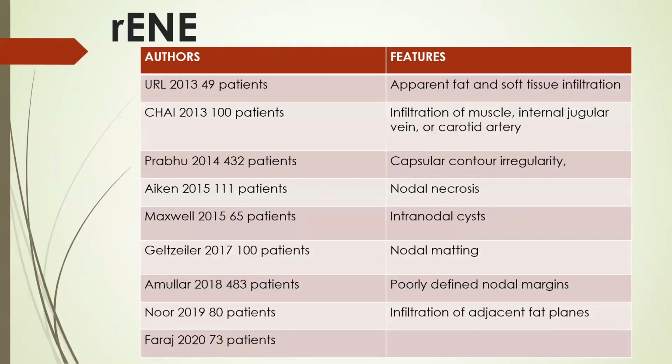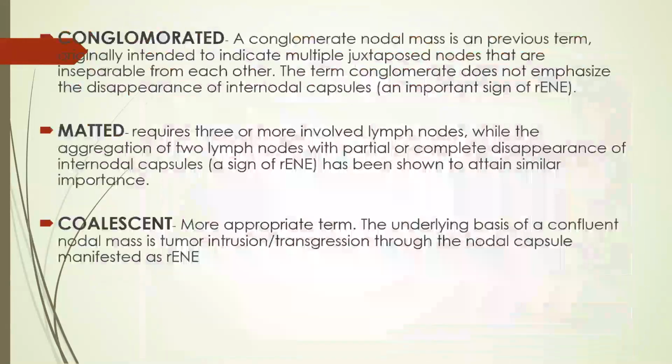Now coming on to radiological ENE. Many studies have shown the findings we can see on radiology which can suggest that there is extranodal extension. There can be apparent fat and soft tissue infiltration of local structures like muscle, vein, artery. There can be capsular irregularity, nodal necrosis, intranodal cyst, nodal matting, poorly defined margins, and infiltration of adjacent fat. So these are important terms you should know when describing these nodes on radiology.